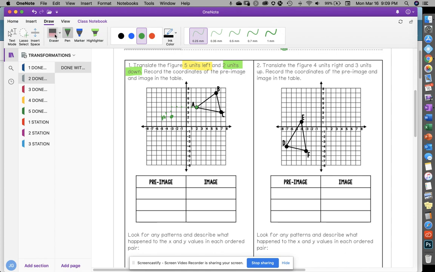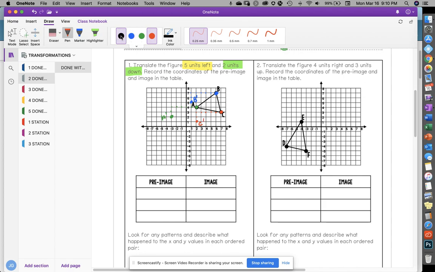Okay. Now I'm going to switch up colors here just so you can follow my dots. So my blue, I'm going to go 5 left, 2 down. So this is 1, 2, 3, 4, 5, 1, 2. So my B prime will be right there. All right, now let's do C. 1, 2, 3, 4, 5, down 2. So here will be my C prime.